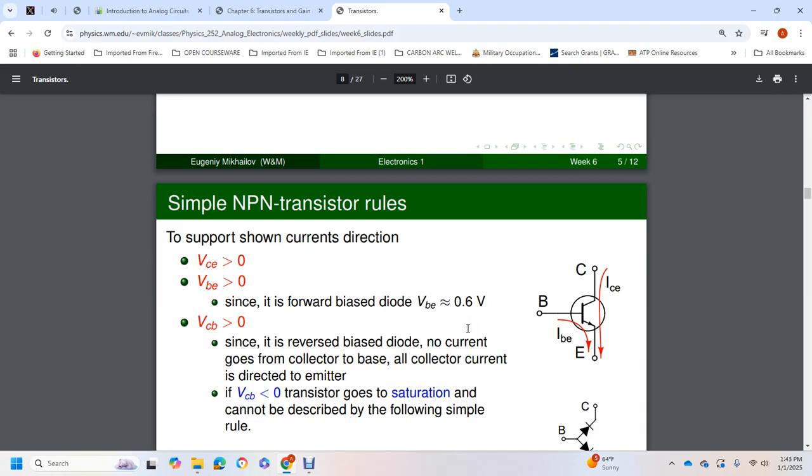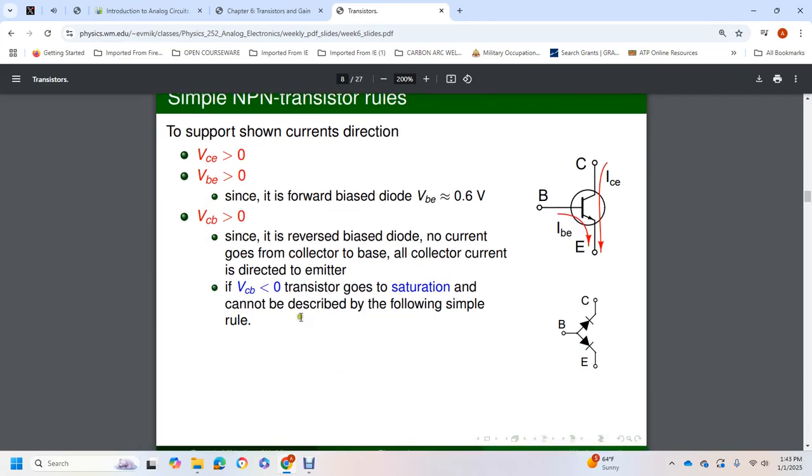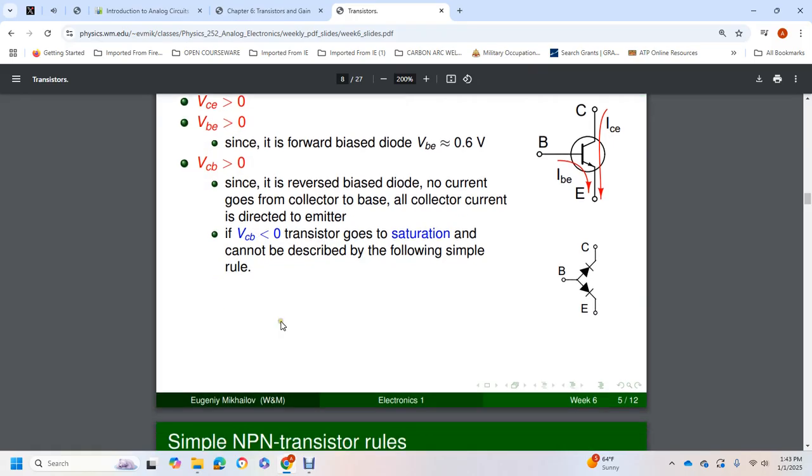Voltage collector base is greater than 0, since with the reverse bias no current goes from the collector to the base; all current is directed to the emitter. If voltage collector base is less than 0, the transistor goes into saturation and cannot be described by the following simple rules.